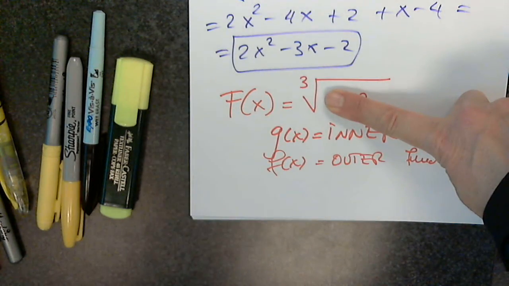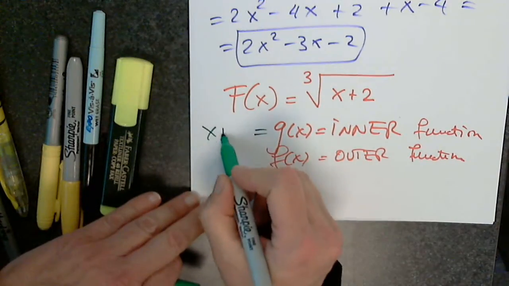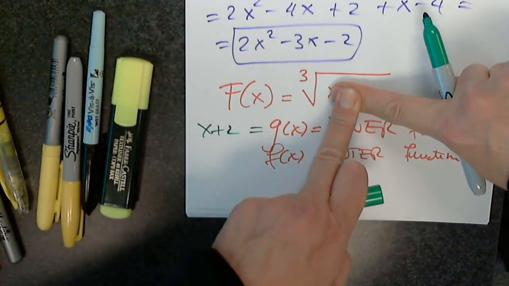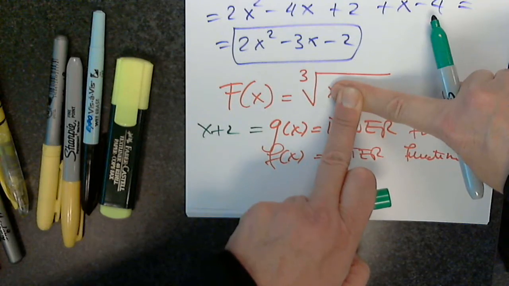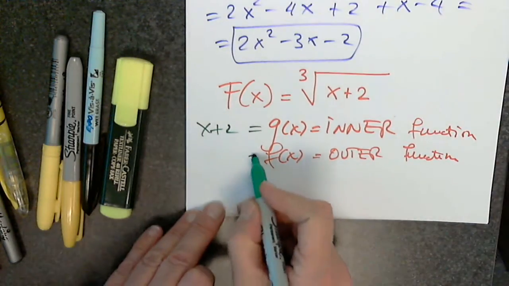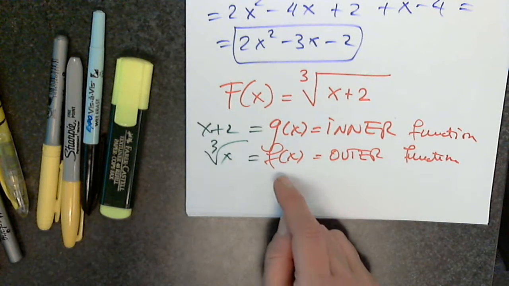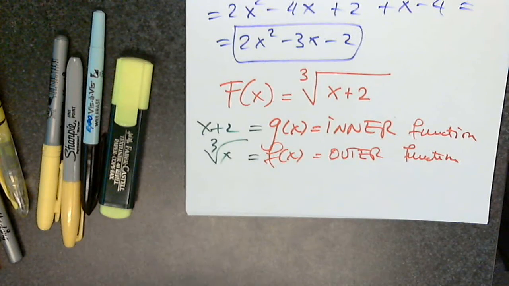The cube root of x. So the inner function then will be x plus 2. Once I get a number, which function do I apply on this number? The cube root of x. So now if you want to determine f of g of x, you will get the cube root of x plus 2. Are we okay with that?